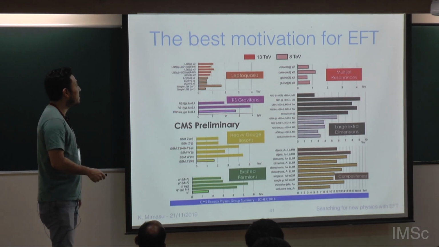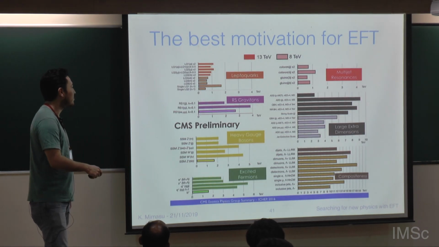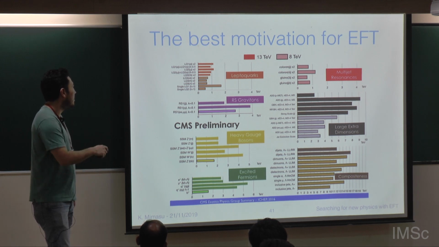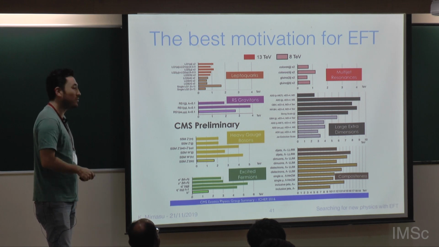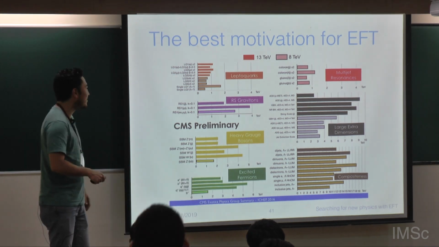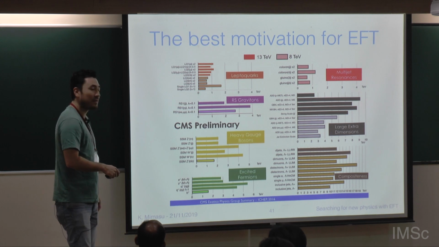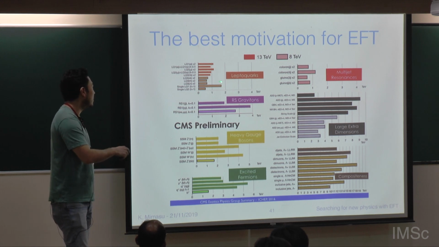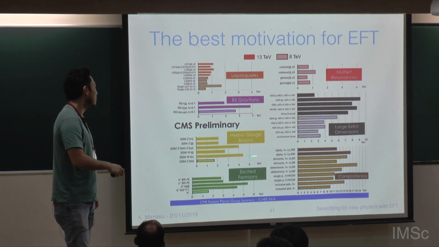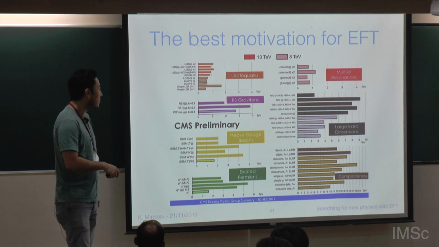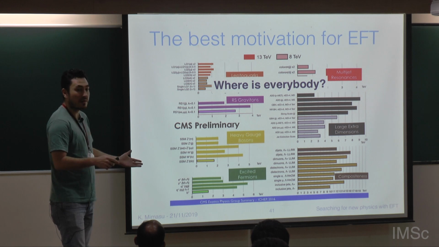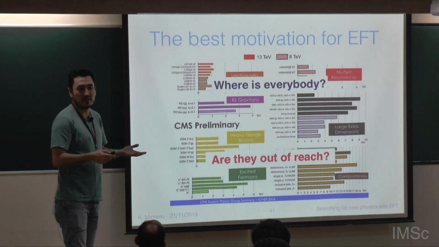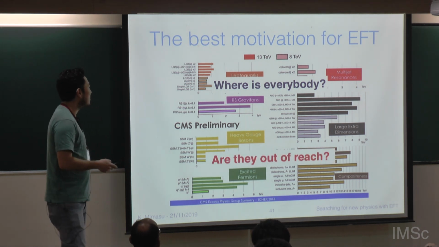I think this is probably the best motivation for EFT, as also Fabio showed a similar version of this slide. This one's a little bit more outdated, where you've got all of these popular, less popular models of new physics scenarios that might crop up at the LHC, and these are just lower bounds on the energy scale of the various particles involved. So no signatures so far. And so where is everyone? And maybe are they out of reach? That's a question that we might ask ourselves.